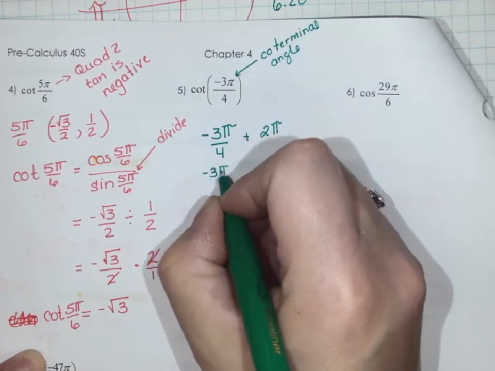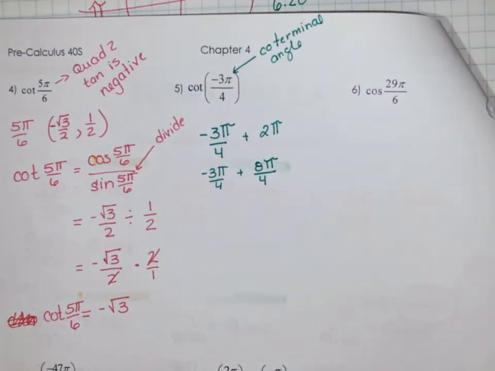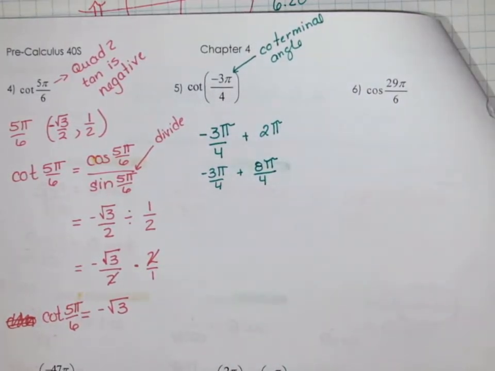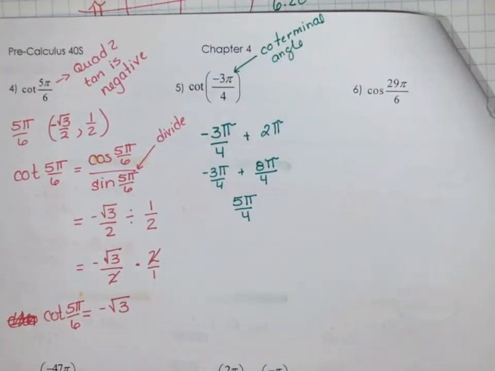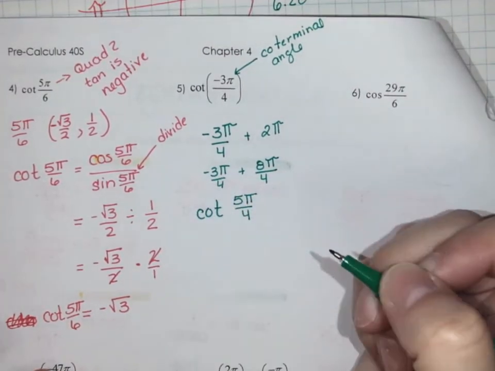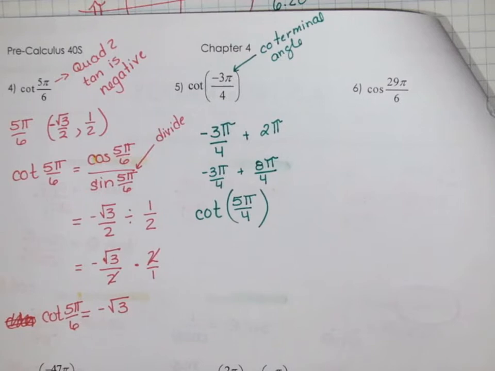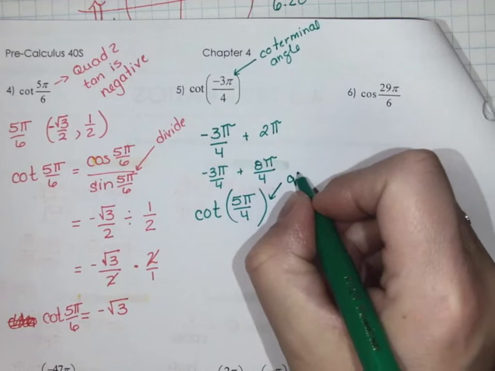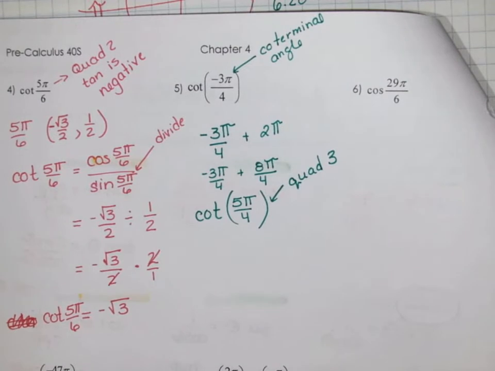So that's going to be negative 3 pi over 4 plus 8 pi over 4. Right? I want to get common denominators. And I'm going to be at 5 pi over 4. Okay, so now I'm looking for the cotan of 5 pi over 4. Where are you located at 5 pi over 4? What do we know about tangent in quadrant 3?